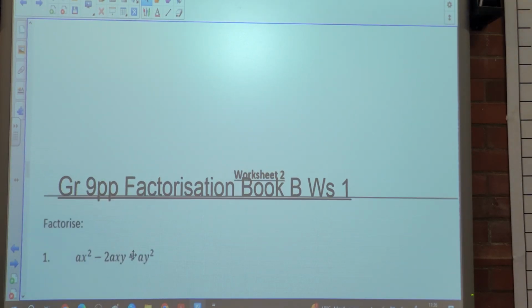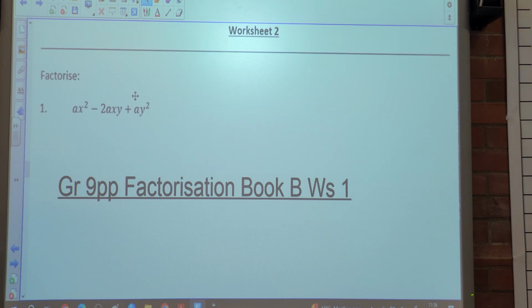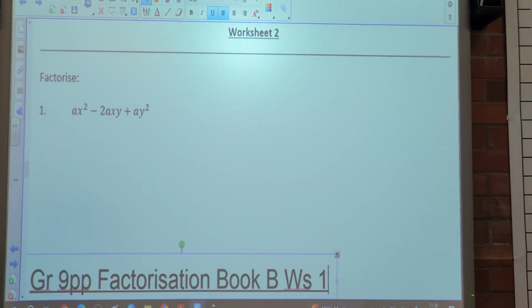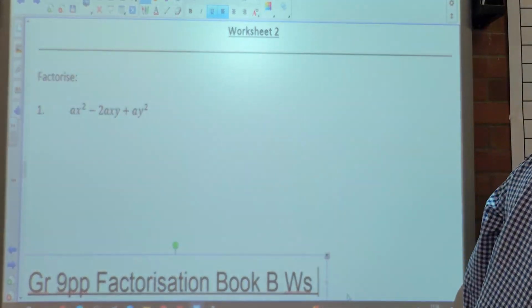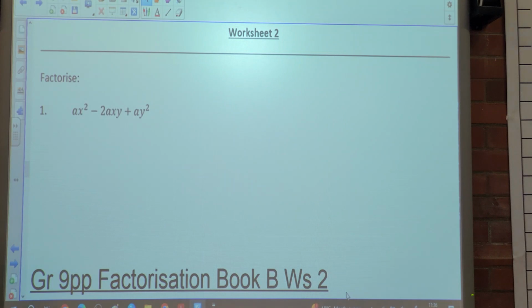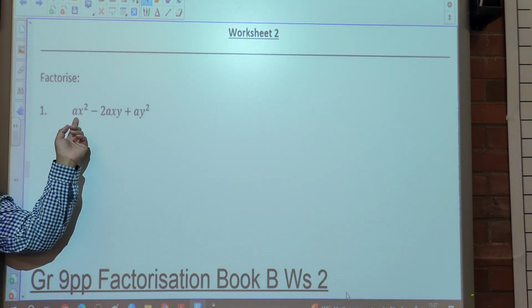People, let's look at worksheet 2. Book B, worksheet 2. So here we are told to factorize. We got ax squared minus 2axy plus ay squared. There are 3 terms, correct? Is the first and last term perfect squares? No, the a is not a perfect square.